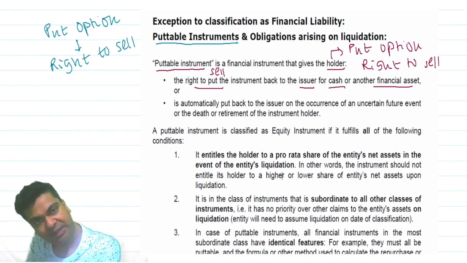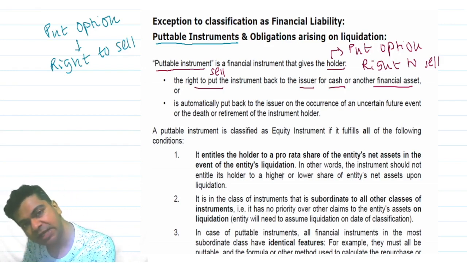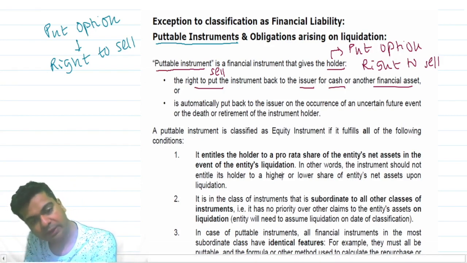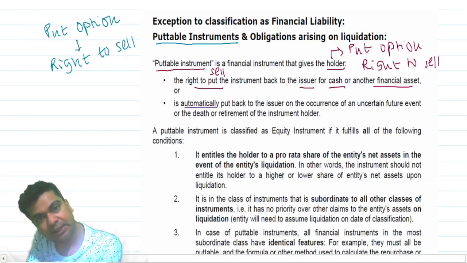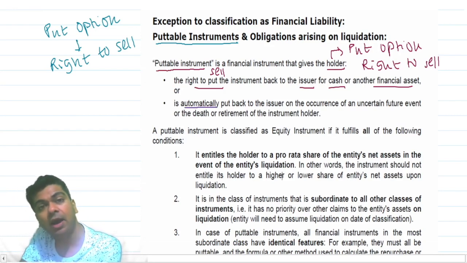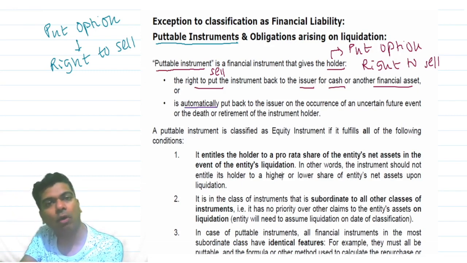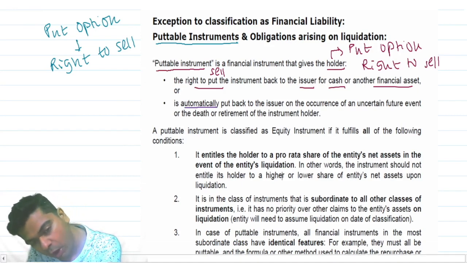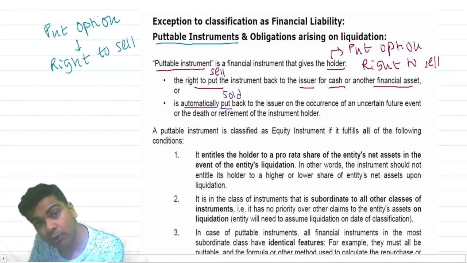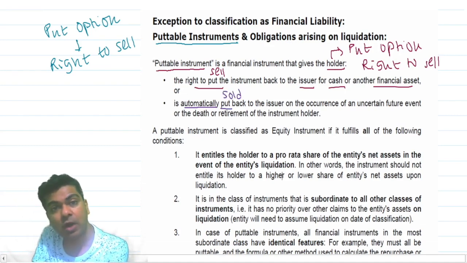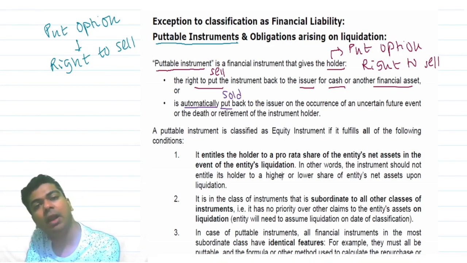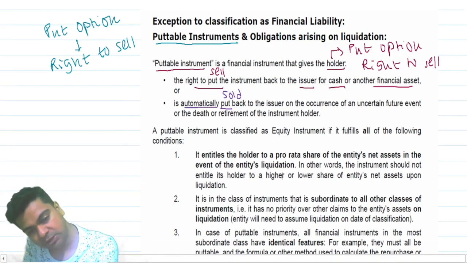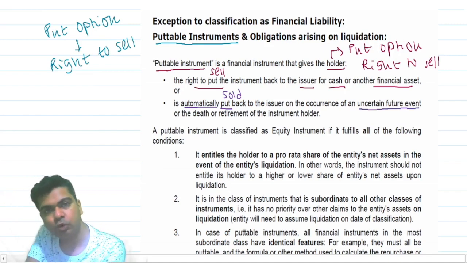I have a right to put the instrument back. In other words, I have a right to sell the units back to the issuer, the mutual fund, for cash or maybe a financial asset other than cash. Or they say it is automatically put back. Understand the difference now. Earlier you had a right to sell without any obligation to sell. But now they are saying it will be automatically put back. In other words, it will be automatically sold back. So now you cannot say you have a right to sell without any obligation. No, it will compulsorily get sold. Okay. So it is automatically put back to the issuer on the occurrence of an uncertain future event.